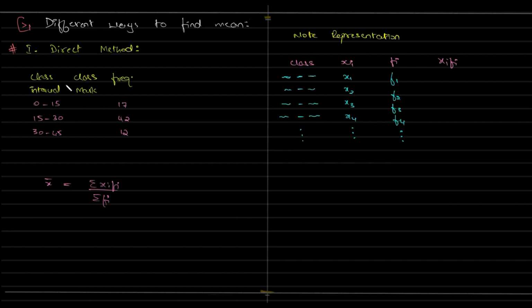So hope you guys remember, class interval deals with the range of numbers we are handling. Our class mark is required, which is the average of each class. That is, we need to add the lower limit plus the upper limit and divide by 2. So this is 7.5. This is 22.5. And this is 37.5. All this is pre-calculated.